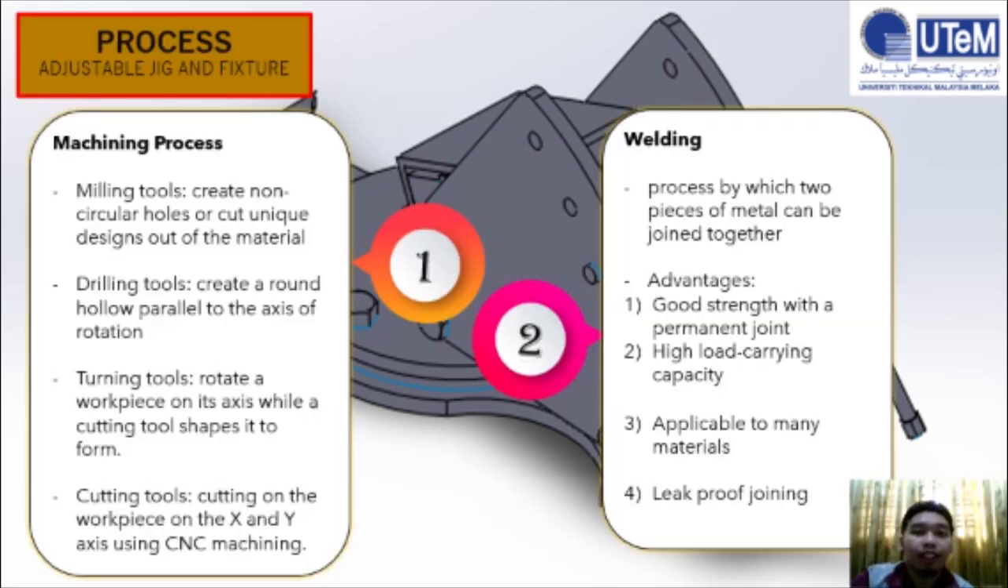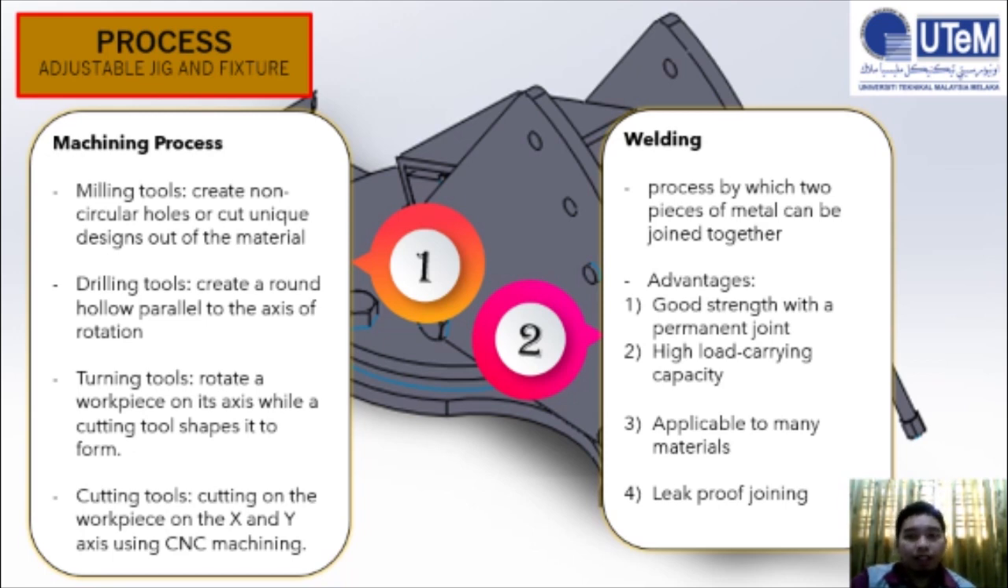Hi, I'm Putra and now I'll be explaining the processes involved in making our product. So first, the machining process. Machining is a manufacturing term encompassing a broad range of techniques and technologies. It is a process of removing unwanted material from the workpiece by using a power-driven machine so that the workpiece will be shaped into the desired shape.